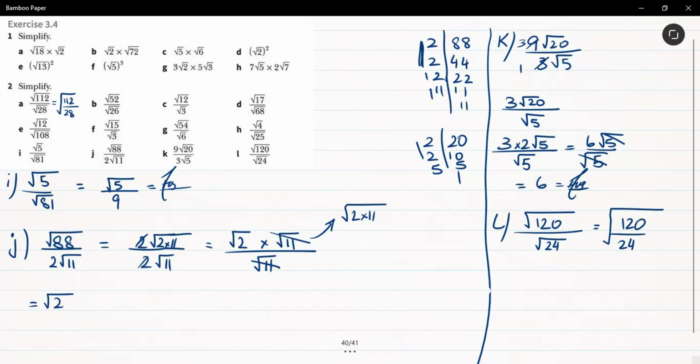Okay, so what is 120 divided by 24? I'll just plug these values in my calculator. 120 divided by 24 is actually equal to 5. So under root 5 is our answer for part A. And that's it. That is it for question number 2 of exercise 3.4. Now I would go on and proceed to question number 3.